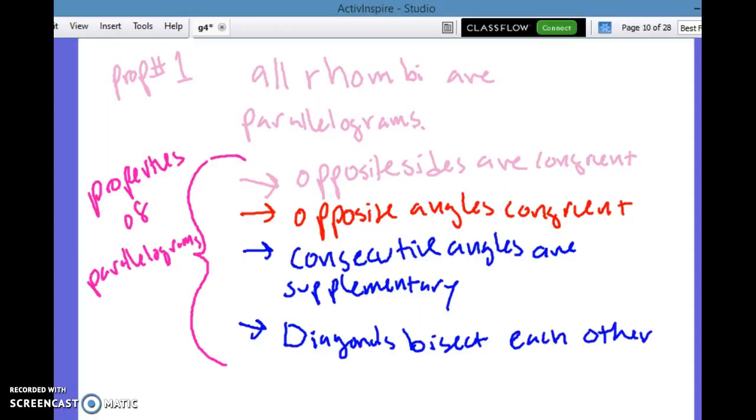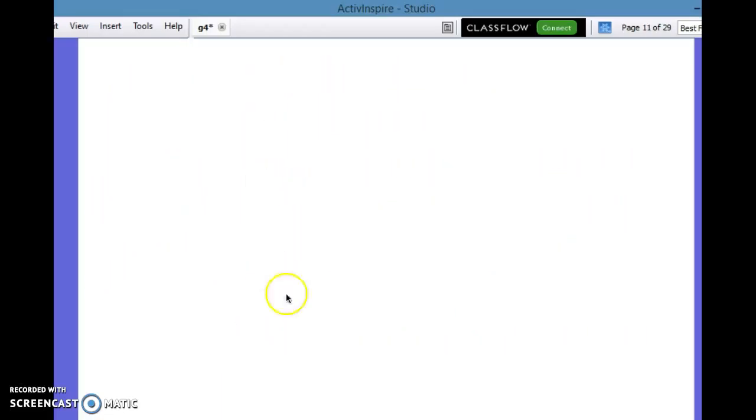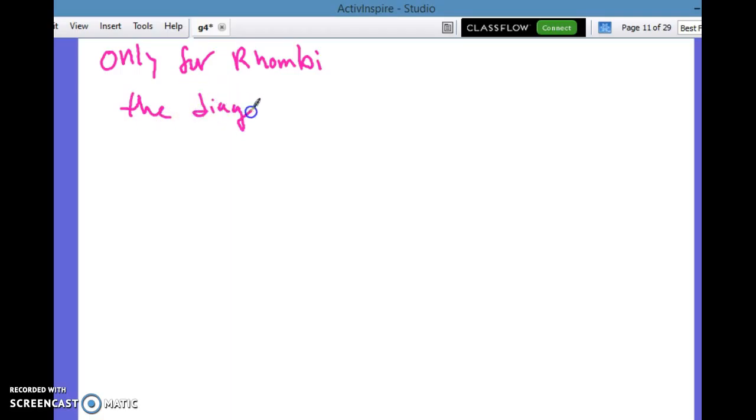So now let's talk about the properties that are specific to just rhombi. These will not work for a parallelogram. These will only work for rhombuses. I'll make sure we make a special note of that. This is true only for rhombi. Now, the first one we're going to look at, beyond just the previous, is the diagonals of a rhombus are perpendicular to one another.